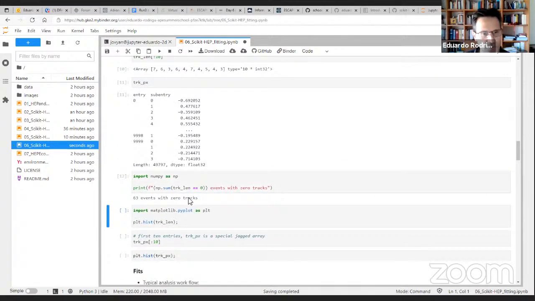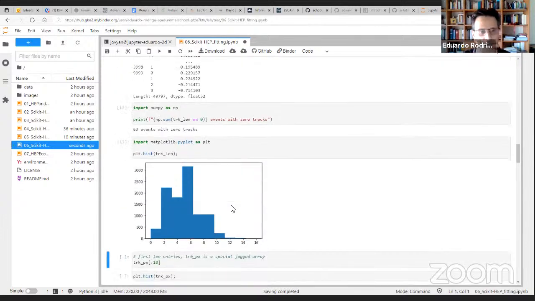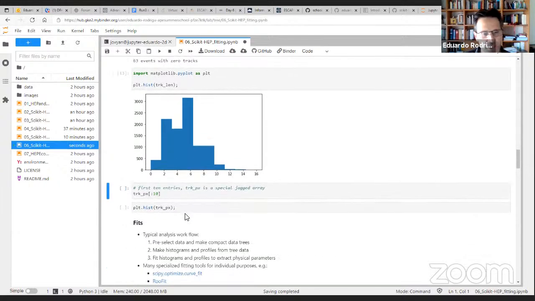How many tracks do you want, more specifically? Imagine the number of events with zero tracks: you check track length equals 0 and make the sum of it with NumPy. No need to do anything special. You have 63 of them. If you want to plot, you have an idea of the distribution. Very often you have 3, 4, 5 tracks per event. This is what we generated.